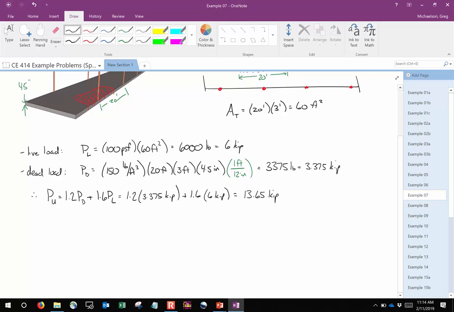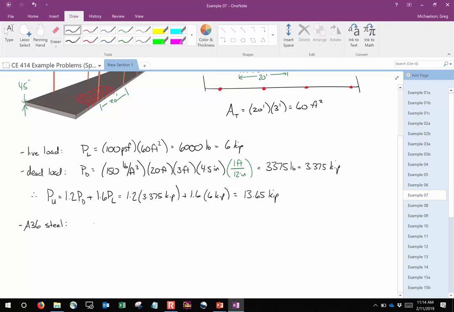Okay. I want to leave this in kips because we are designing this rod, but before we do any math, do we know anything about the rod? We know it's made out of A36 steel. Now, in order to design a threaded rod, do we need FY, FU, both? What do we need?